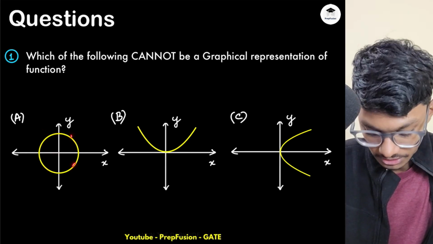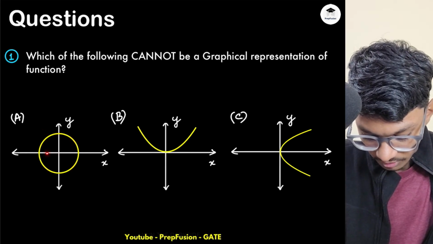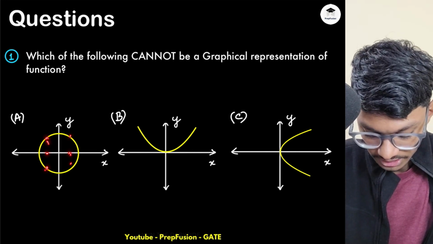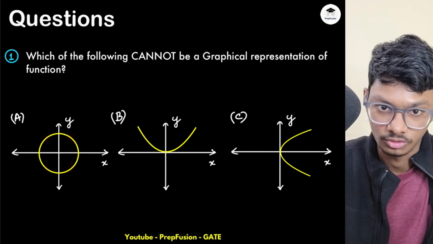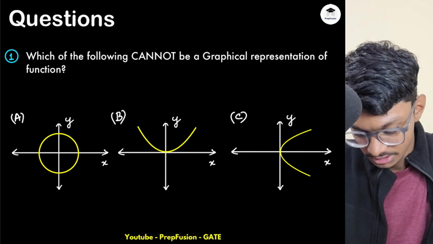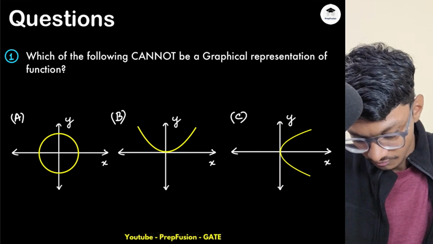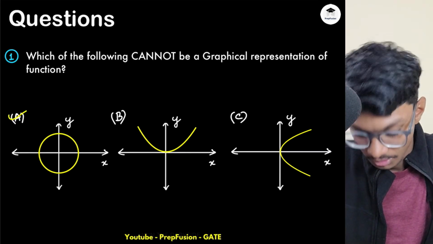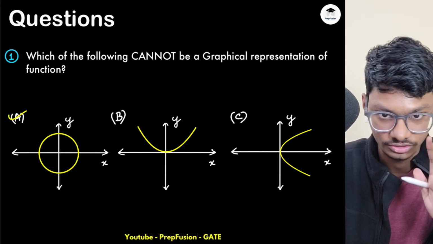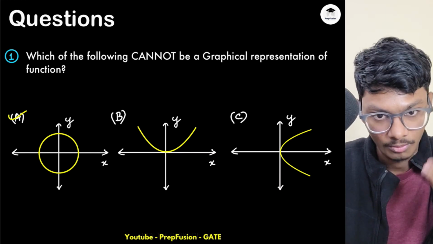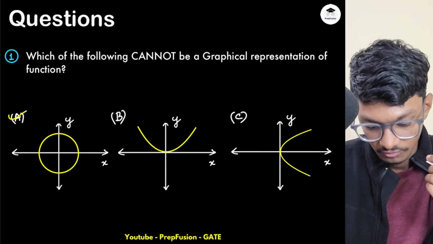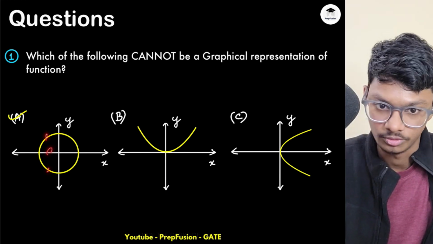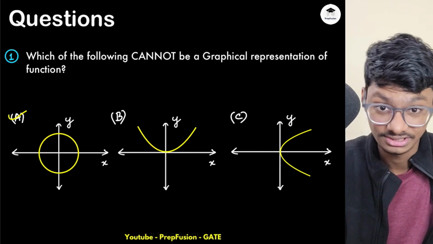What do you see? For this particular value of x, I'm getting two outputs, and for this particular value of x also two outputs, which is not possible. Hence this cannot be a graphical representation of a function. So this is not a proper function. We can write the equation x square plus y square equals 1, that is fine, but this is not a proper function, because for a single value of x I'm getting two outputs.